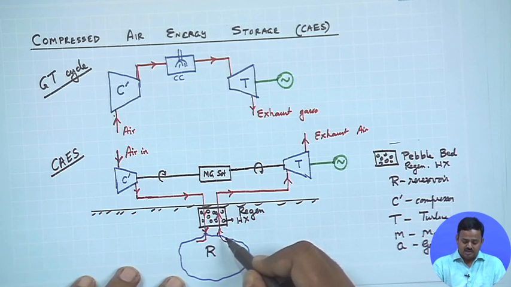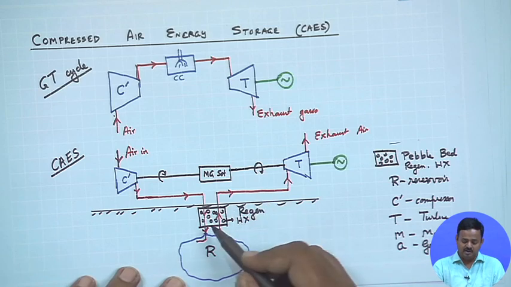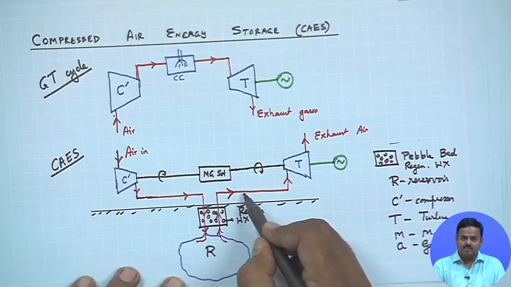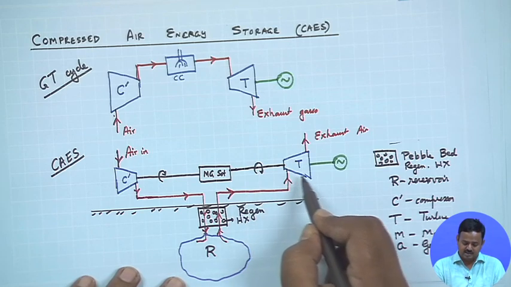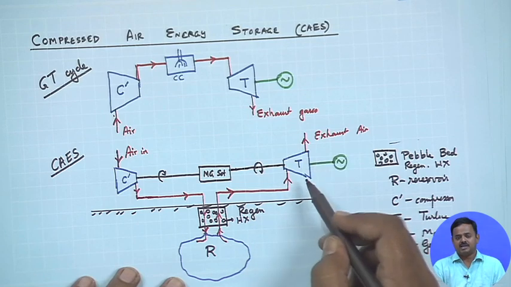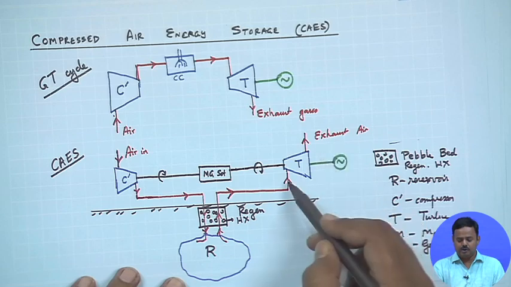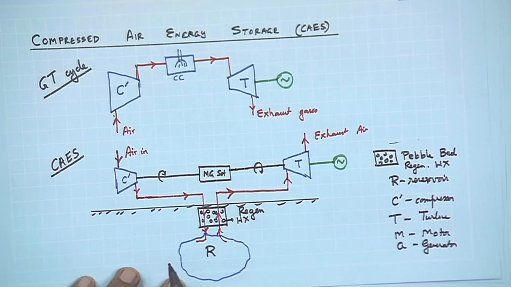During the peak hours, the same air goes out and is made to flow through the regenerative heat exchanger, where it picks up the heat from that packed bed of pebbles. So now it is at high pressure, high temperature, and then it enters the gas turbine, where it makes the turbine rotate and generates electricity, and exhaust air at definitely lower temperature and lower pressure than the inlet comes out. Clear? All right.